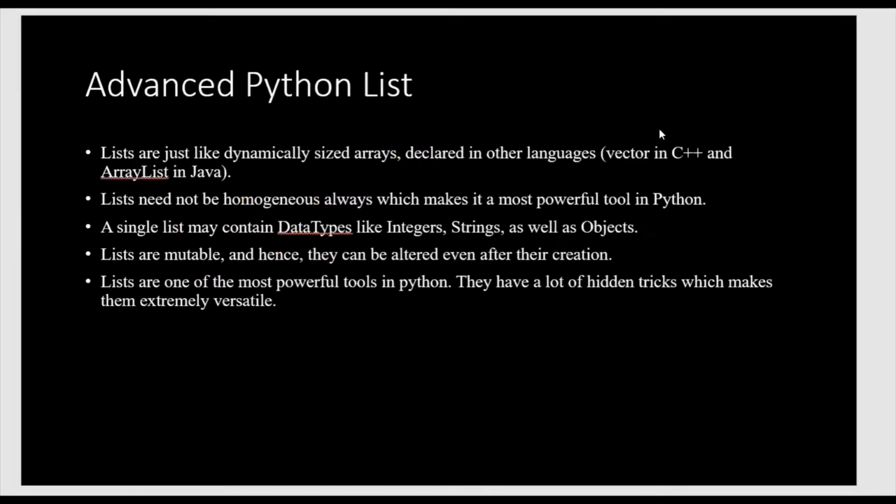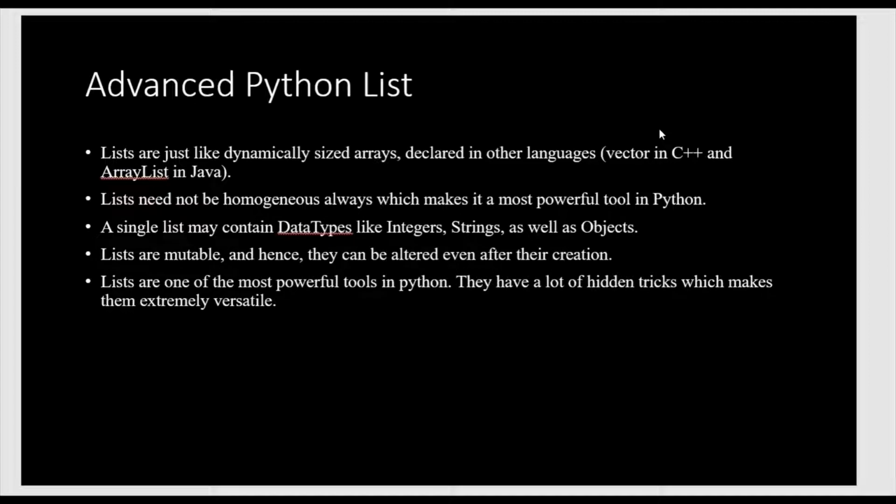Okay, these are all about the statements, and now we want to move to some advanced Python concepts, advanced Python data type concepts like lists, which I will cover at an advanced level. Let's move into that. This is the first advanced topic, Python lists. Lists are just like dynamic size arrays, declared in other languages as vector in C++ and ArrayList in Java.